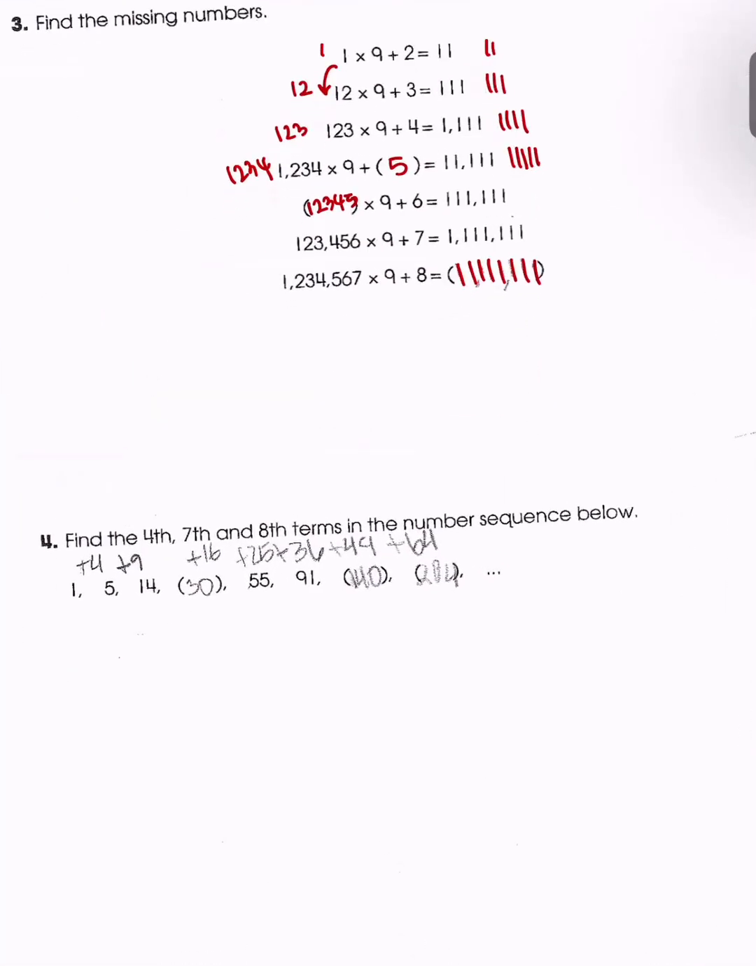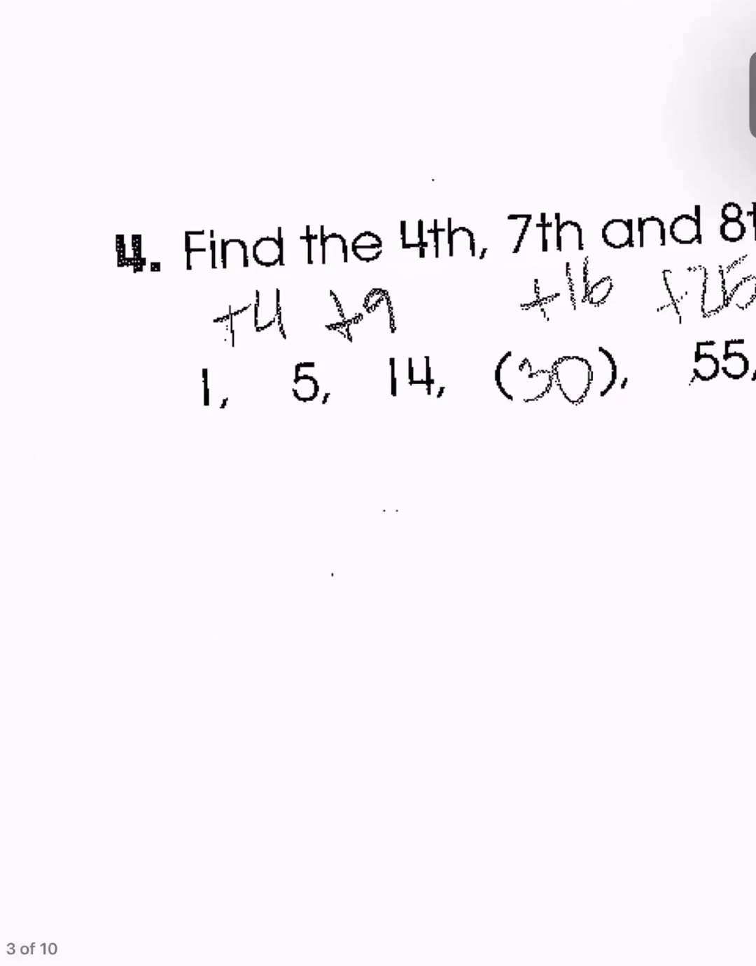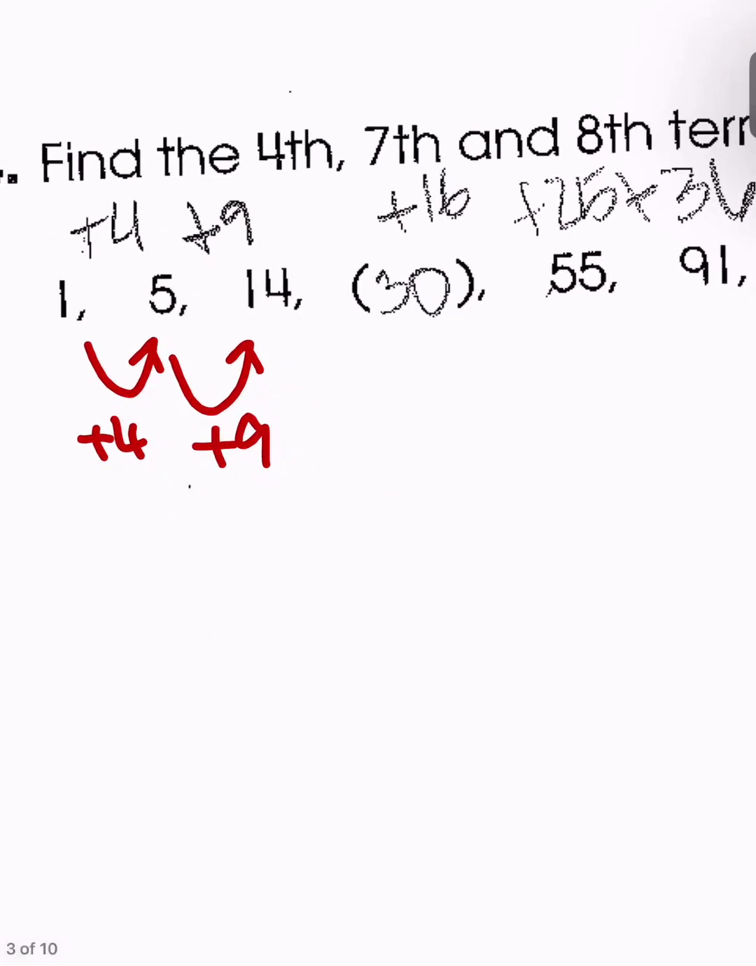Now let's take a look at problem 4. So it says, find the 4th, 7th, and 8th terms in the number sequence below. So from 1 to 5, we add 4. From 5 to 14, we add 9. Then, assuming that we're adding 5 for each of the numbers we're adding, we would add 9 plus 5, so that's going to be 14, and then the next one is going to be 19.